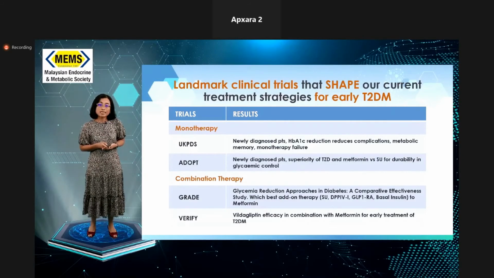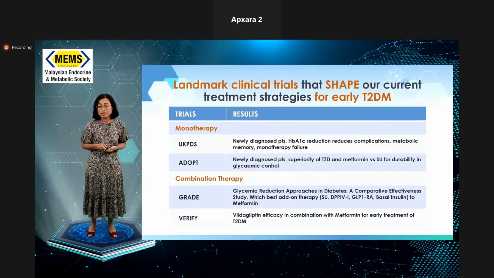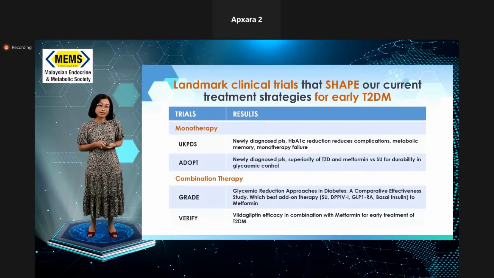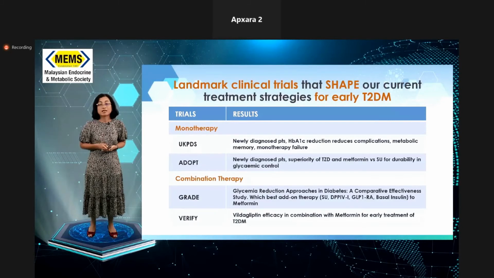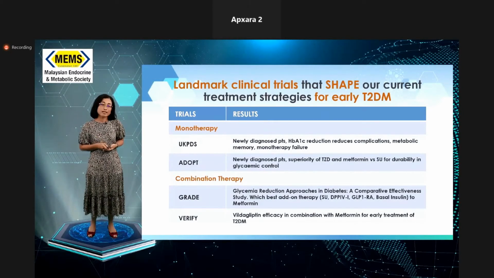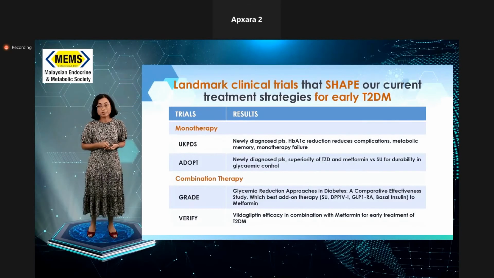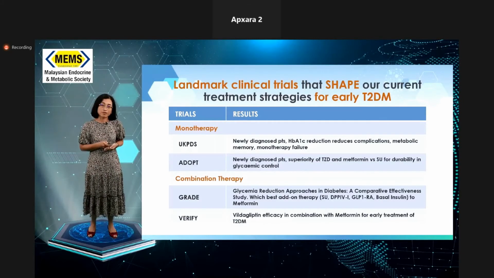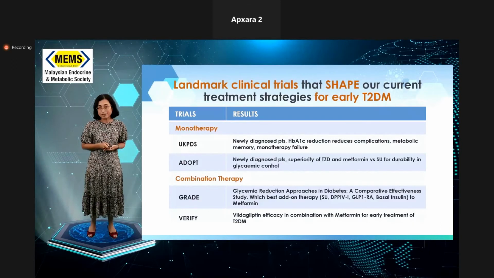Combination therapy trials then followed, and importantly, to highlight the GRADE trial, which is currently in progress and almost to be completed in 2021, looking at what add-on therapies following metformin would be best for durability of glycemic control. And a very important trial that I would like to highlight this afternoon is the VERIFY trial that recently reported the success of having combination therapy of vildagliptin and metformin versus metformin alone in early diabetes management.